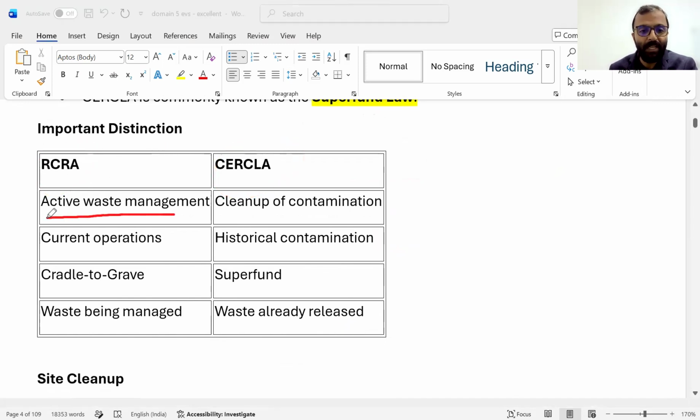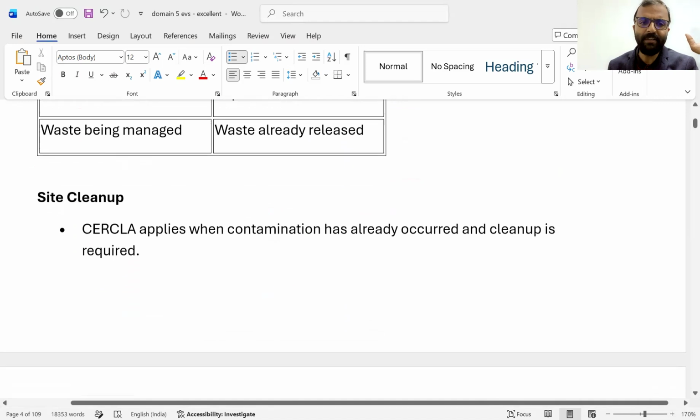RCRA is active waste management. CERCLA is about cleanup of a contaminated site which has been there in the past. It is not active, it is an abandoned site, not in production. Current operation versus historical contamination. Cradle to grave concept is RCRA, while Superfund is about waste already released.